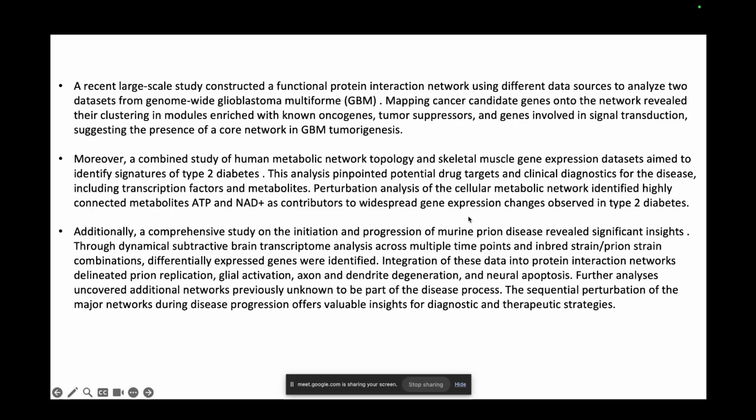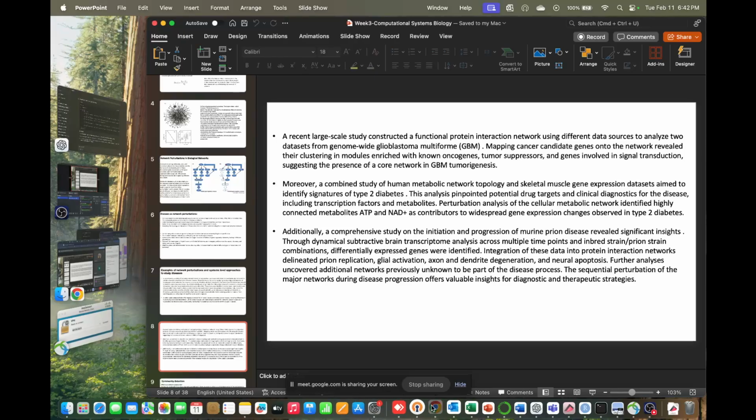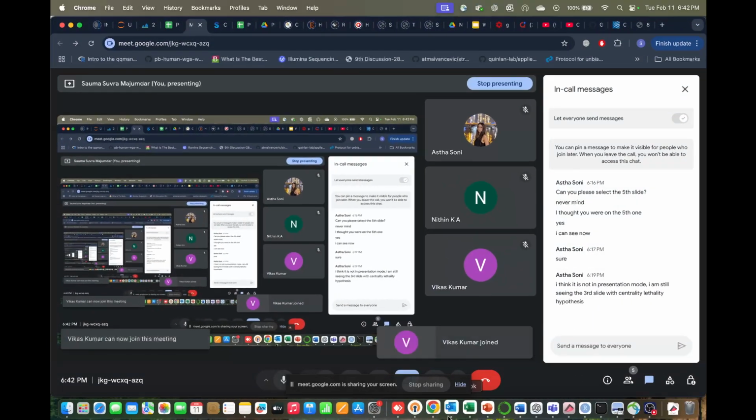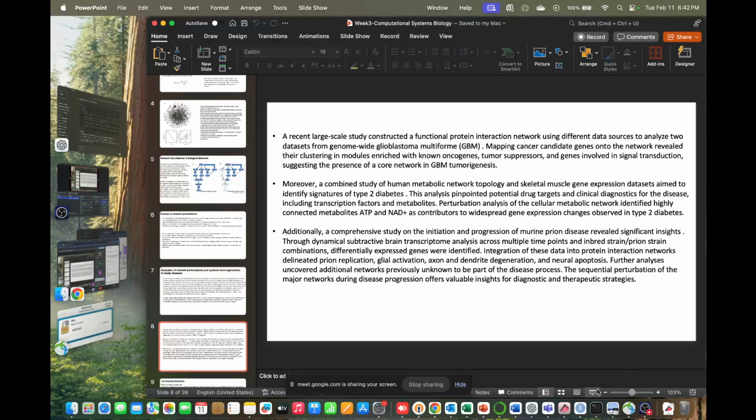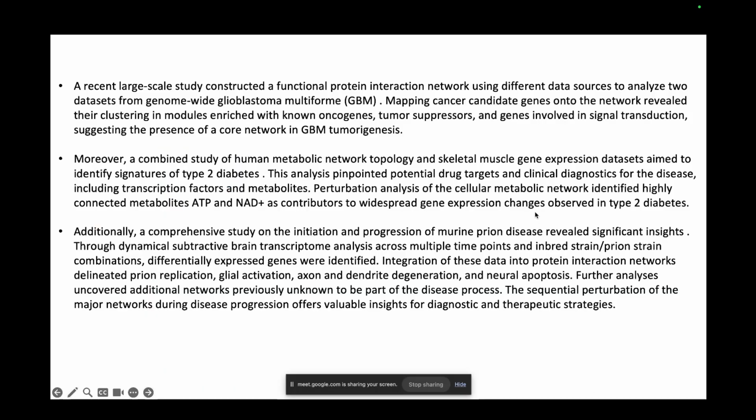Another example is for type 2 diabetes, where perturbation analysis of the cellular metabolic network identified highly connected metabolites ATP and NAD+. These are involved in different respiratory pathways and other kinds of metabolic pathways, and they were found to be high contributors to type 2 diabetes. Okay, so yeah, I just wanted to give you a few examples.